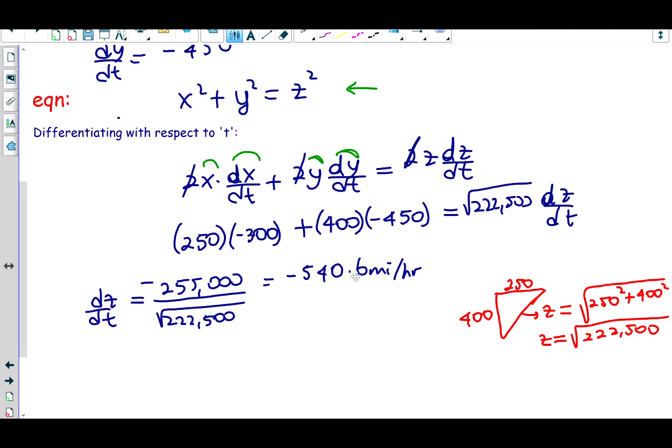So again, you can leave it like this. Typically, I'm going to ask you to leave the negatives or the positives as they are. But sometimes, for some tricky questions in the book, if it says at what rate is it closing, they might say it's closing at a rate of 540.6 miles per hour. So they may report the result as a positive because they're using the word closing, which already indicates that it's decreasing. But typically I'm going to ask you, at what rate is it changing? So for dz/dt, go ahead and leave your negative answer in your final answer.